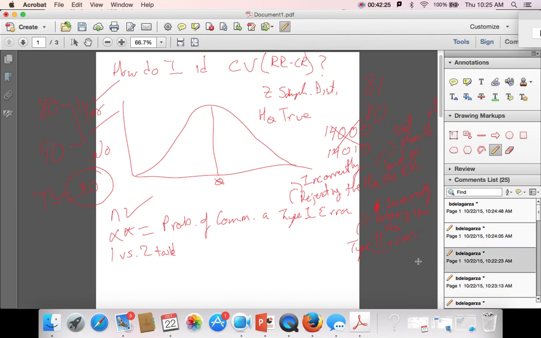Now for type 2 error, which is incorrectly retaining the null hypothesis, in other words here, your stat should have landed in the region of rejection.